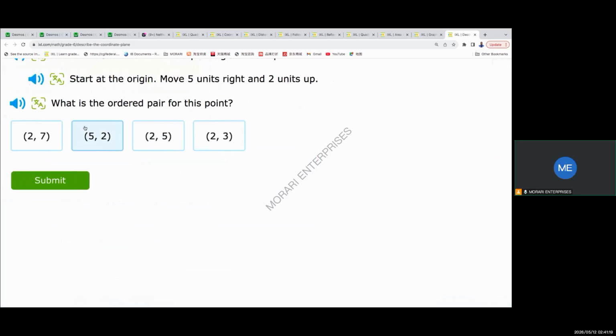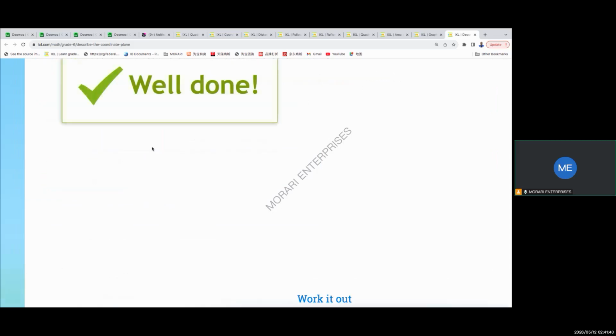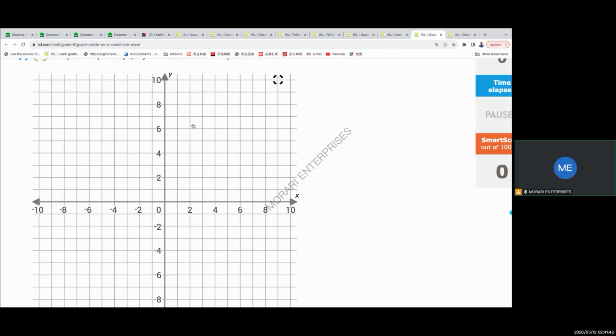Let's take the last question. Start at the origin, move 5 points right and 2 points up. Good. So 5 right, 2 up. So that's 5, 2. Not 2 right, 5 up. No. So this is 5 right. Good. All right. Let's go to the next.